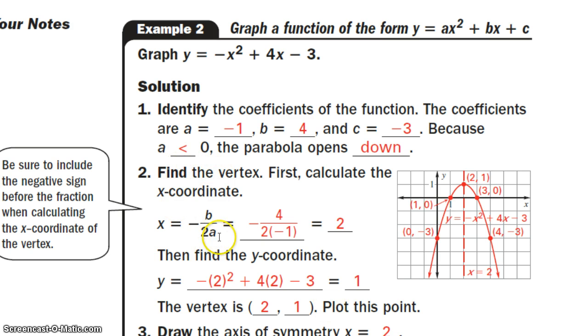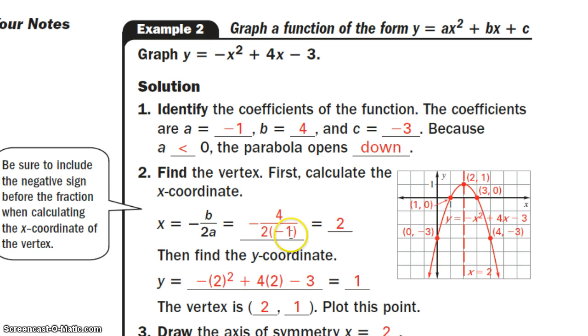To find the vertex, here we go. Look at this. This is the formula you're going to need right here. You're going to say, what is the coefficient of b? It is 4. This negative right here is going to be negative. You don't get to pick it. It has to be there. Then this 2 also has to be there. Again, you don't get to pick it.